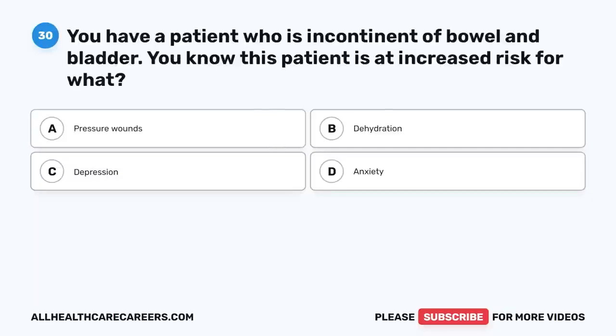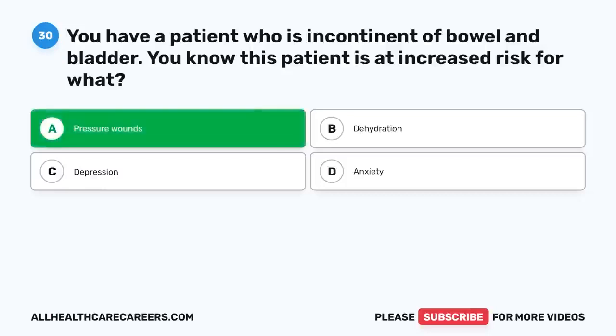Question 30. You have a patient who is incontinent of bowel and bladder. You know this patient is at increased risk for what? A. Pressure wounds. B. Dehydration. C. Depression. D. Anxiety. The correct answer is A.